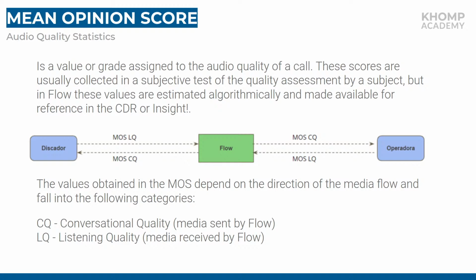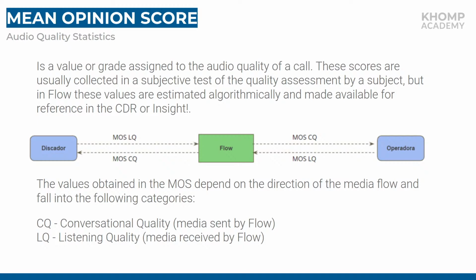Then let me explain a little more about Mean Opinion Score. It is a qualification between 1 and 5. So imagine that it is a number, like, okay, this is the call quality in my leg. It's very interesting to see. You have a conversational quality, the media sent by the flow, which we call CQ, conversational quality, and you will have a listening quality, which is the media received by the flow.